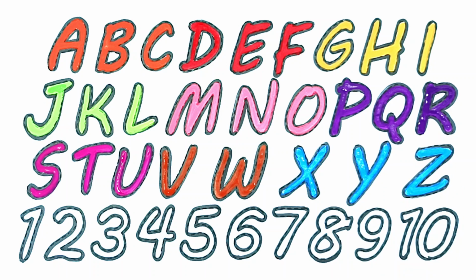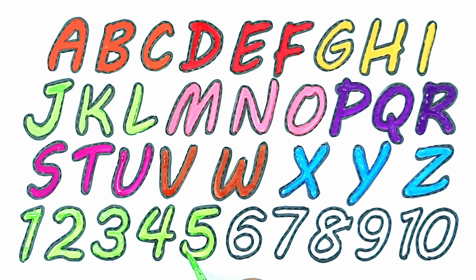Z for zebra. 1. One cat sleeps. 2. Two birds fly. 3. Three dogs play. 4. Four cars go. 5.